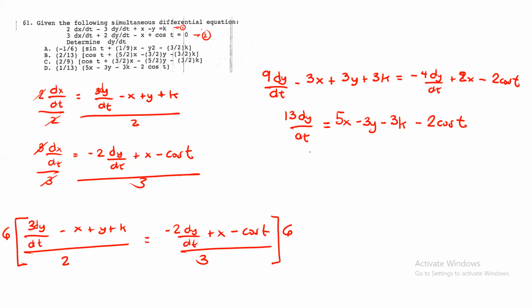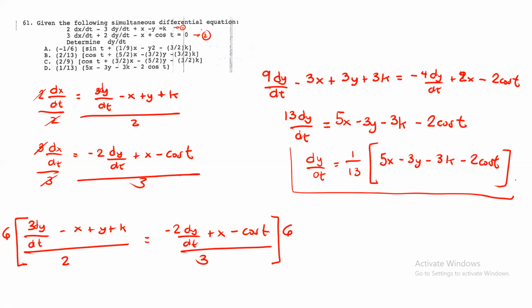Then, i-divide natin lahat ng 13. So, dy over dt is equal to, so magiging 1 over 13 times 5x minus 3y minus 3k minus 2 cosine ng t. So, ito na yung sagot, guys. So, easy. So, the answer is letter D.